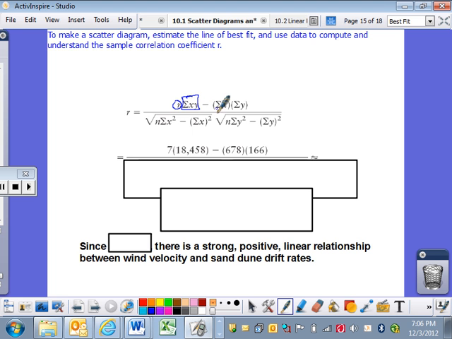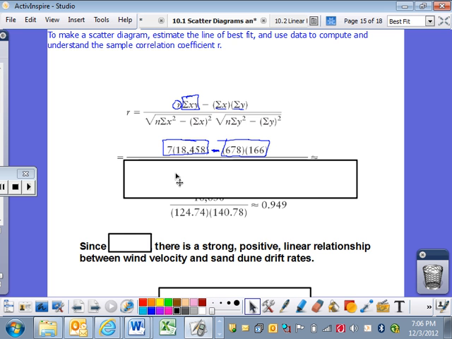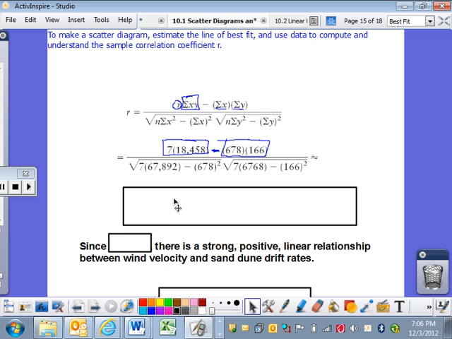Minus the sum of x times the sum of y. You all should be able to figure that out. But just remember, you have to do this number, subtract, these are together, and you'll get some number on top. Okay? Once you got that figured out, then you go to the bottom.